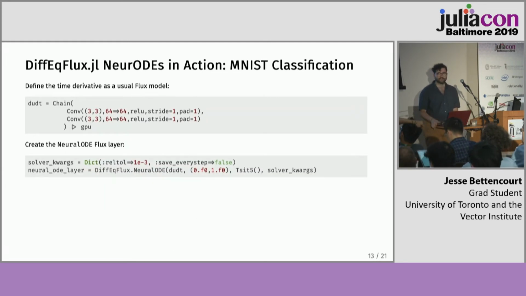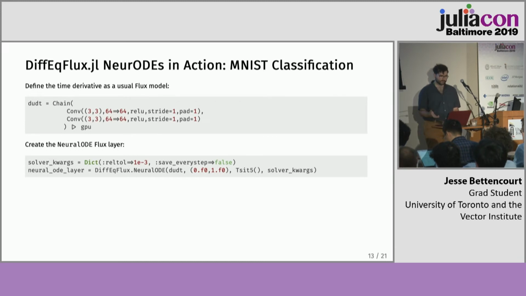Okay, so let's just quickly see what this looks like if you're a user. You define a Flux model to be the derivative function. So in this case, we have a chain of conv layers. And the model that we're implementing here is almost exactly the model that was in the original Neural ODEs paper. Right, so we have this Flux chain. Notice that I'm also piping this to the GPU, which again is the old way of sending this model to live on the GPU. And if we also give it a CUDA array as an input, then the entire ODE solve will happen on the GPU as well, which is great.